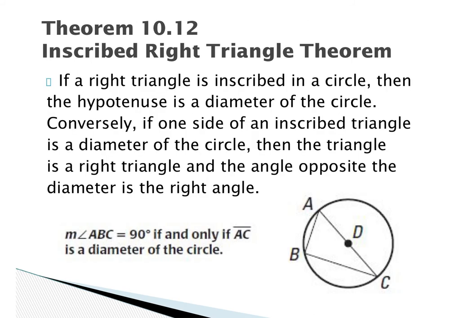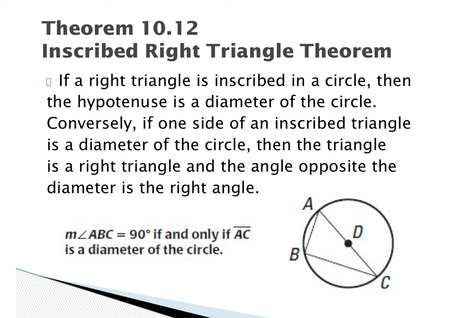And that's our next, and I think last theorem, okay? If a right triangle is inscribed in a circle, then the hypotenuse is a diameter of the circle. Conversely, if one side of an inscribed triangle is a diameter of the circle, then the triangle is a right triangle and the angle opposite the diameter is a right angle, okay?